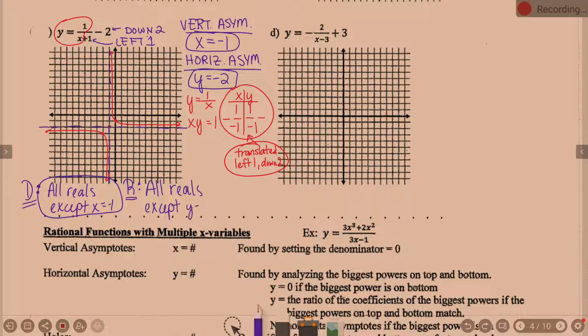All reals except y equals -2. Okay. D. And that's where we need to be to finish up today's note. So that's right where I need to be.